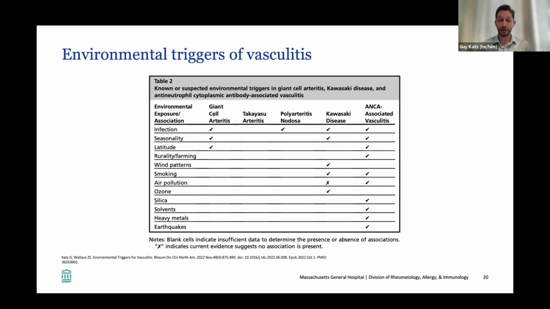Part of this is you can't find something until you study it. In contrast, ANCA-associated vasculitis has for a long time been thought to be related to environmental exposure. So there's been a lot of research in that, and it is one of the more common types of vasculitis, which explains why we would have found so many of the potential environmental triggers.